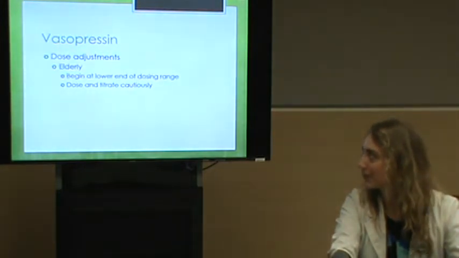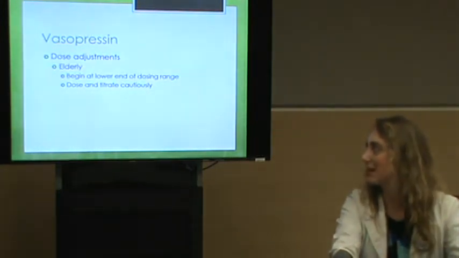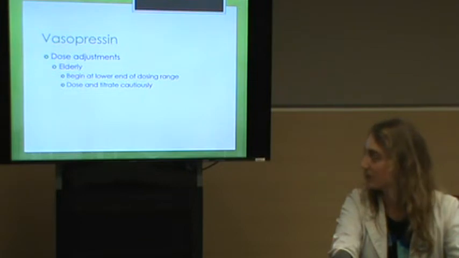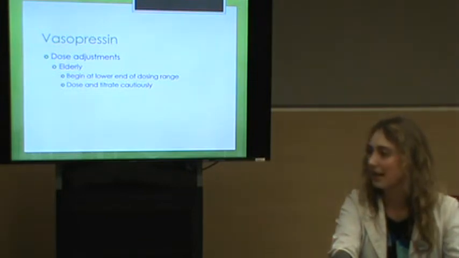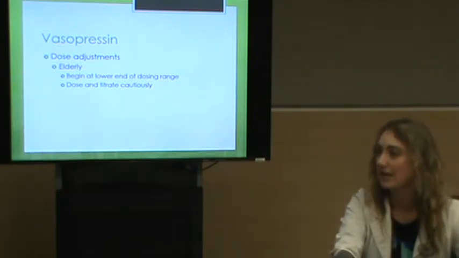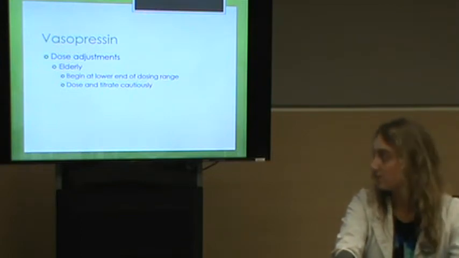So, dose adjustments, it's important to dose lower for the elderly patients, and again, you'll have a longer titration window for them. So a lot of the times you'll use a window of 20 minutes, just like the other medications we talked about earlier. Elderly, you may extend that to 30 or 45 minutes in between.